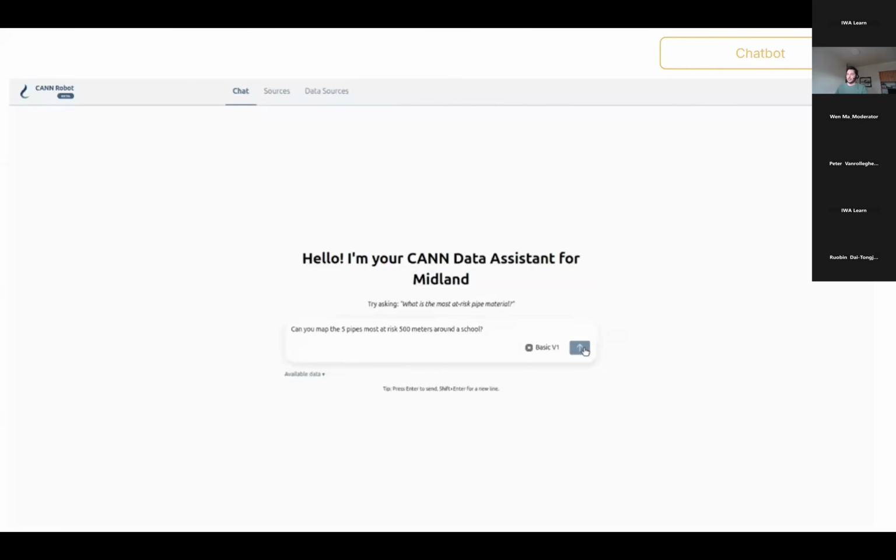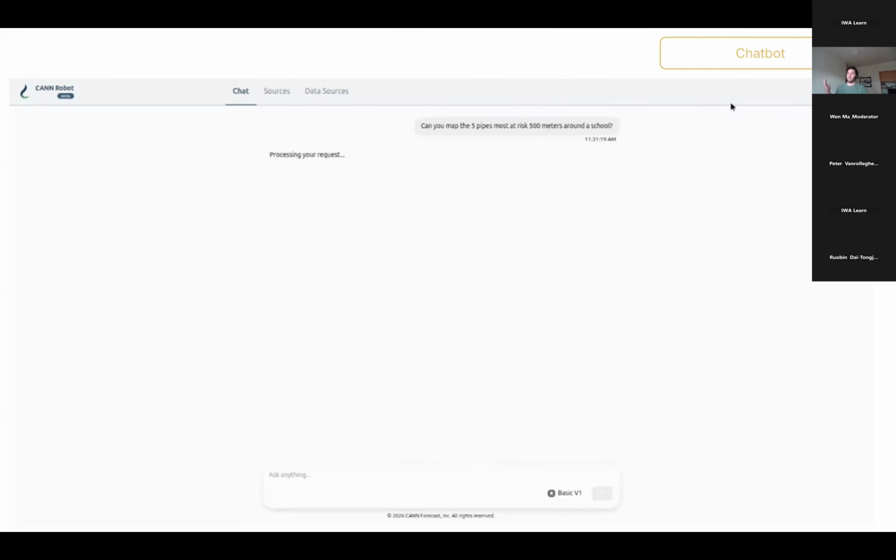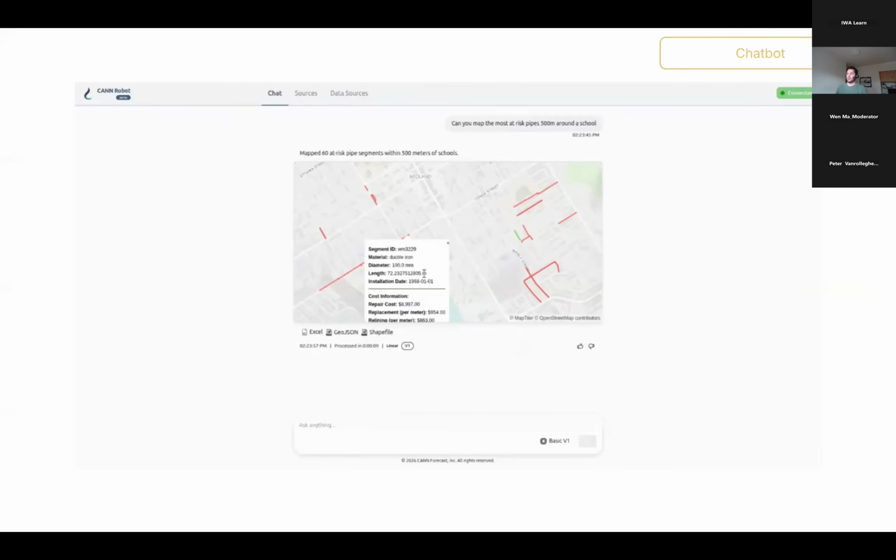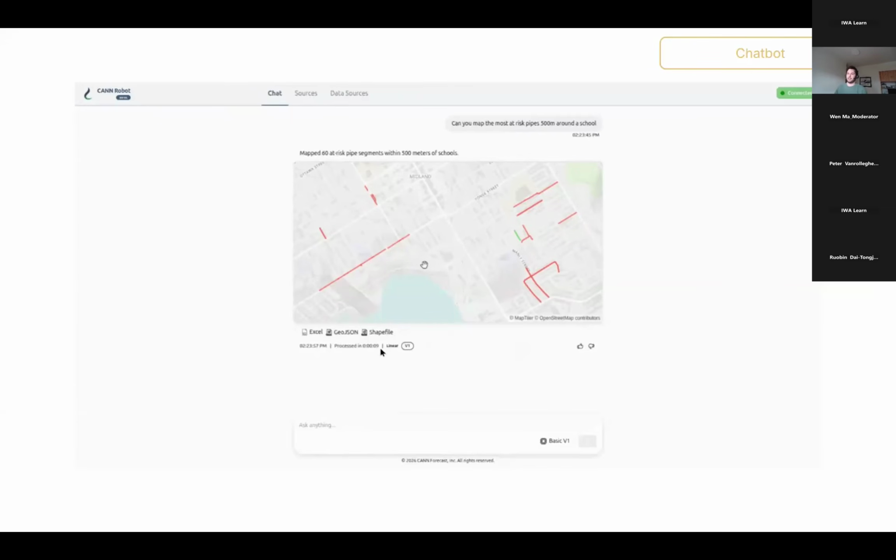So you can ask simple questions. For example, can you map the 5 pipes most at risk 500 meters around the school? So it's going to process that data. Here you can see it took 9 seconds, so it's very quick.